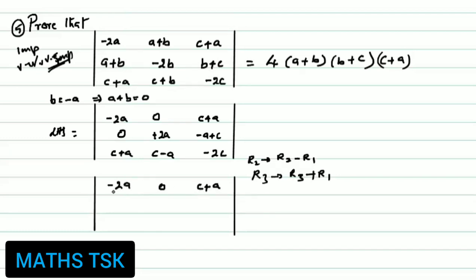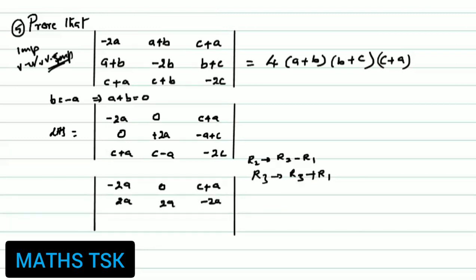First row there is no change. Second row I have to subtract from this. 0 minus of minus 2a is 2a. 2a minus 0 is 2a. Then minus a minus c plus c, minus c gets cancelled. Minus a becomes minus 2a. Right. R3 tends to R3 plus R1.